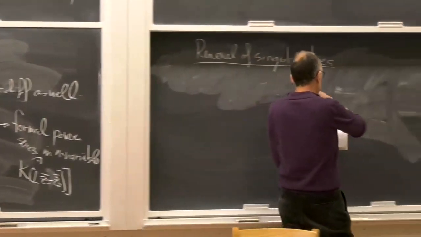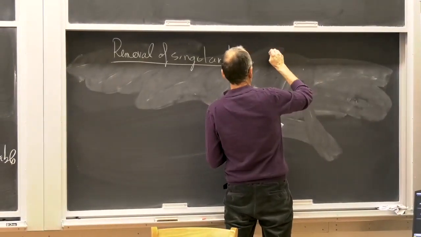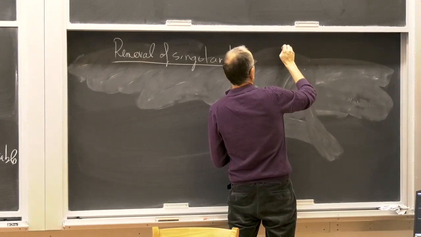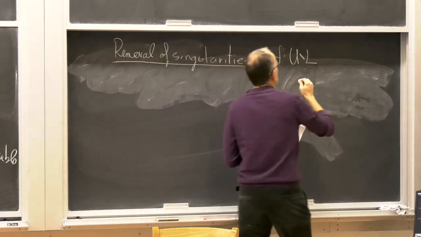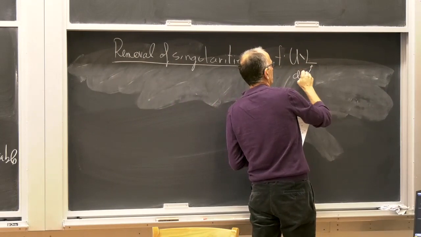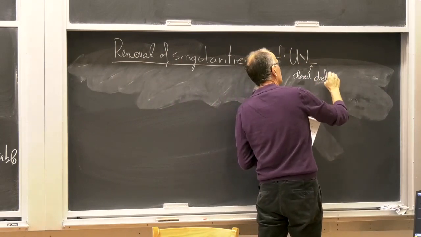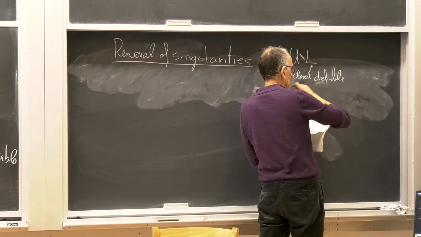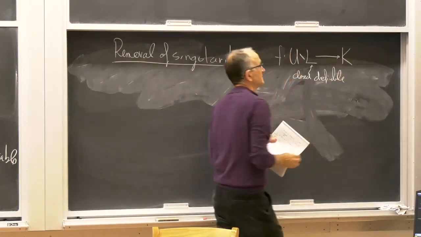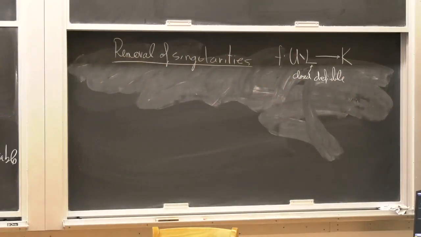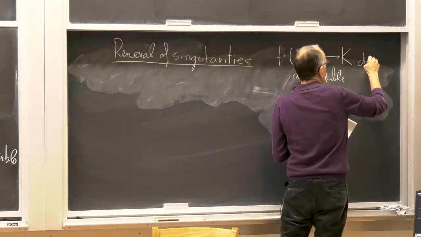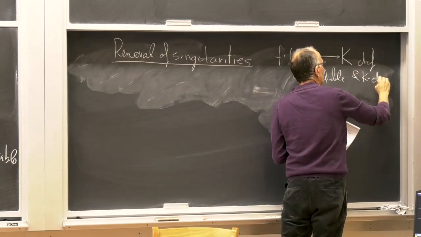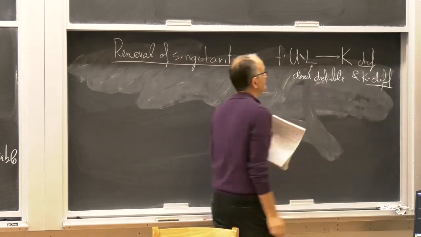All right, so what is the setting? We'll have F, let's have F from U minus L into K, and I will say what L is. Let's have L closed and definable. All right, so we remove a set L, which could be a point, could be a bigger set, and we assume that F is definable and K differentiable for now.